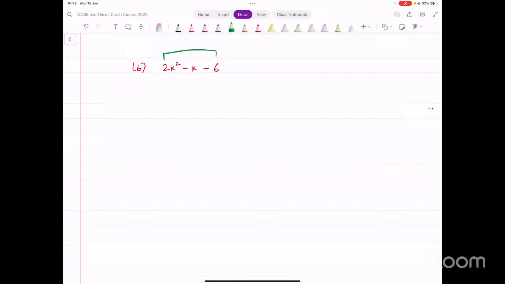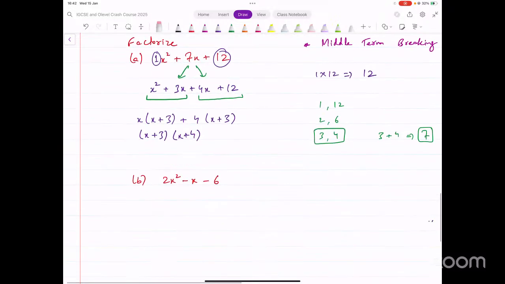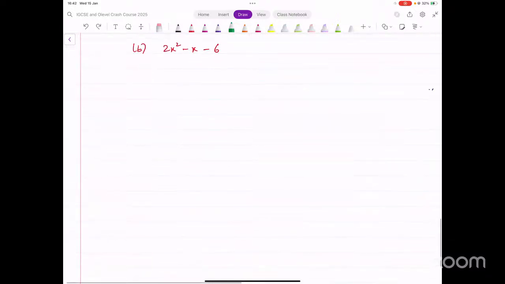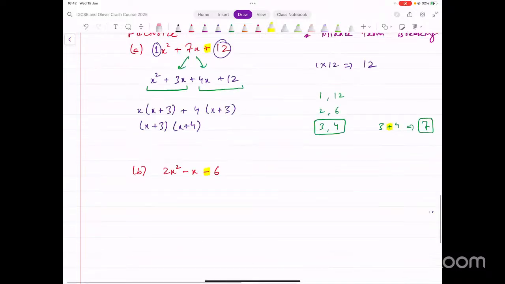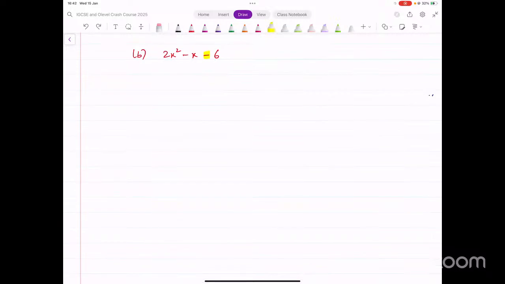Multiply 2 and 6. Now, notice the difference from the last example. In the last example, we had plus here. So what we had to think of was two numbers that when we add them together, we get that middle number that we had there. This sign here is important. In the previous case, it was a plus sign. Now, in this case, it's a negative sign.